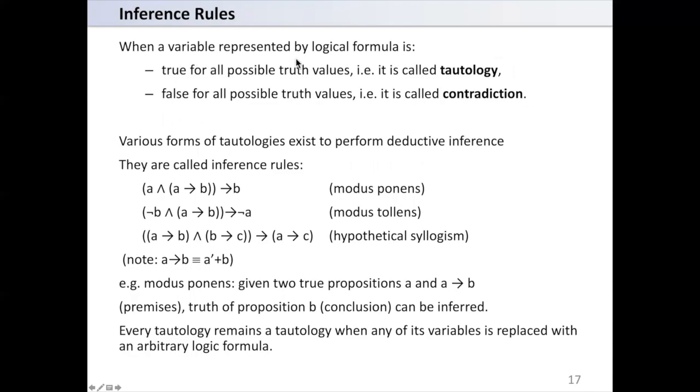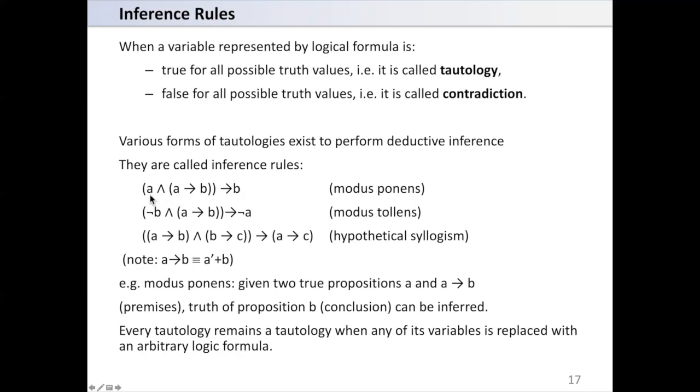When a logical formula is true for all possible truth values, it is called a tautology. False for all possible truth values, in that case, it is called a contradiction. Various forms of tautologies exist to perform deductive inference. They are called inference rules.